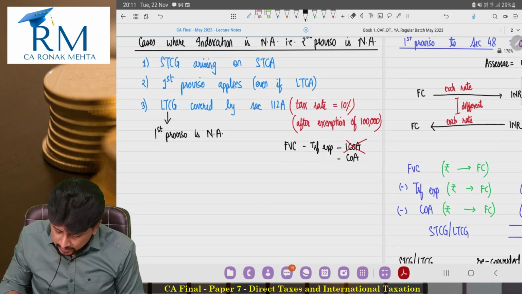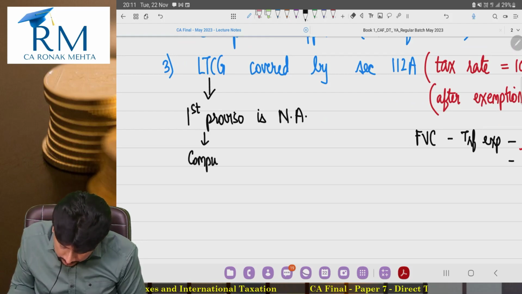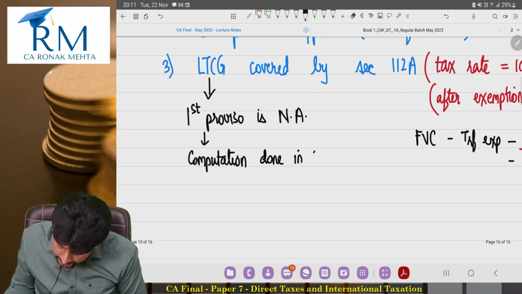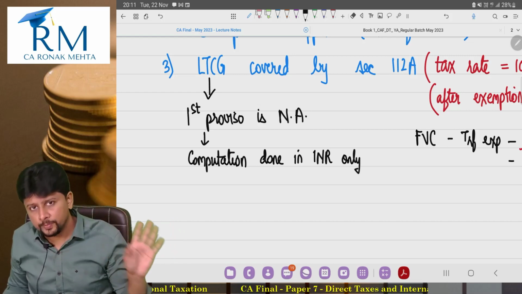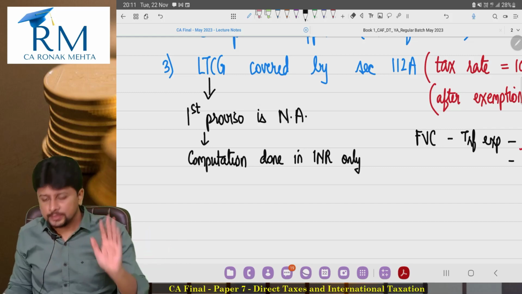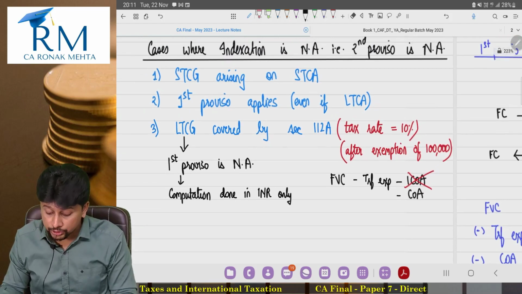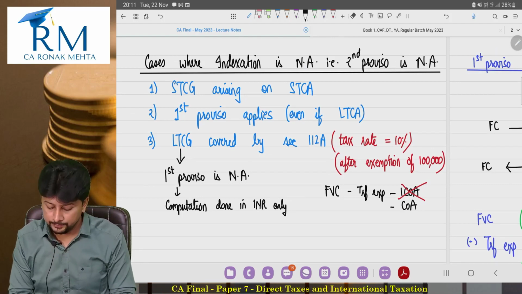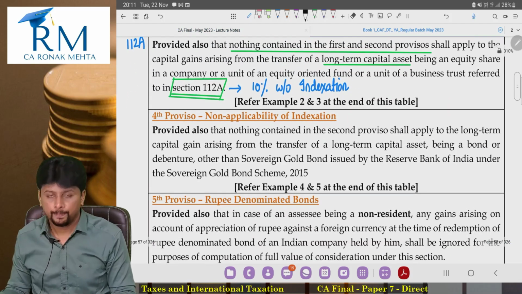That means in simple wordings, first proviso is not applicable, so your calculation, your computation will be done in Indian currency only. No indexation. Do your calculation directly in rupees. Pay tax at the rate of 10%, that too after an exemption of 1 lakh rupees. So 1 lakh is irrelevant right now, but this is one more situation where even if it is a long-term capital gain, indexation is not applicable. Mera third proviso. See, fourth proviso.